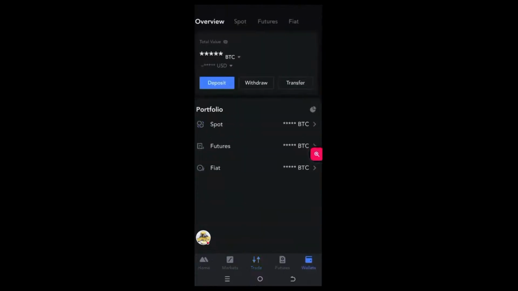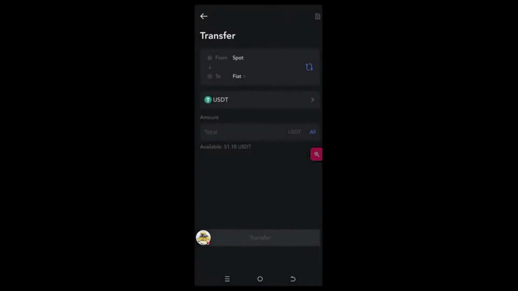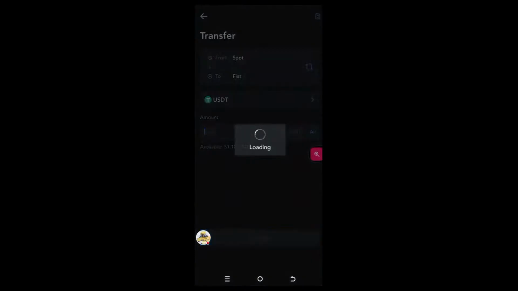As usual, I love to ship out the profit from spot to fiat. That's on MEXC. And then I'll pick all, and then I'll just ship out. Ship it out, right? Let's ship it out. Let's transfer it. It goes all the way out of there.